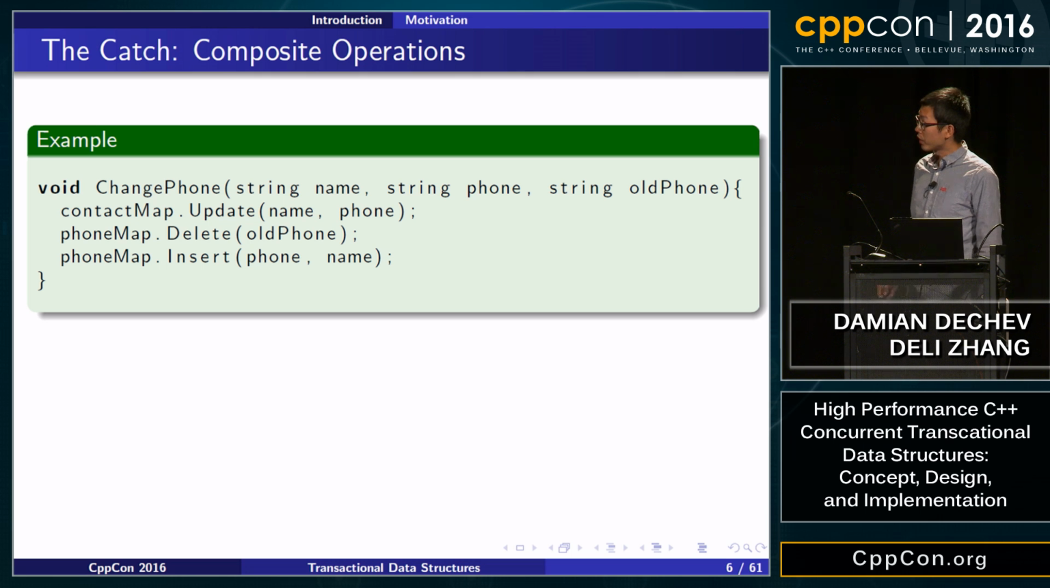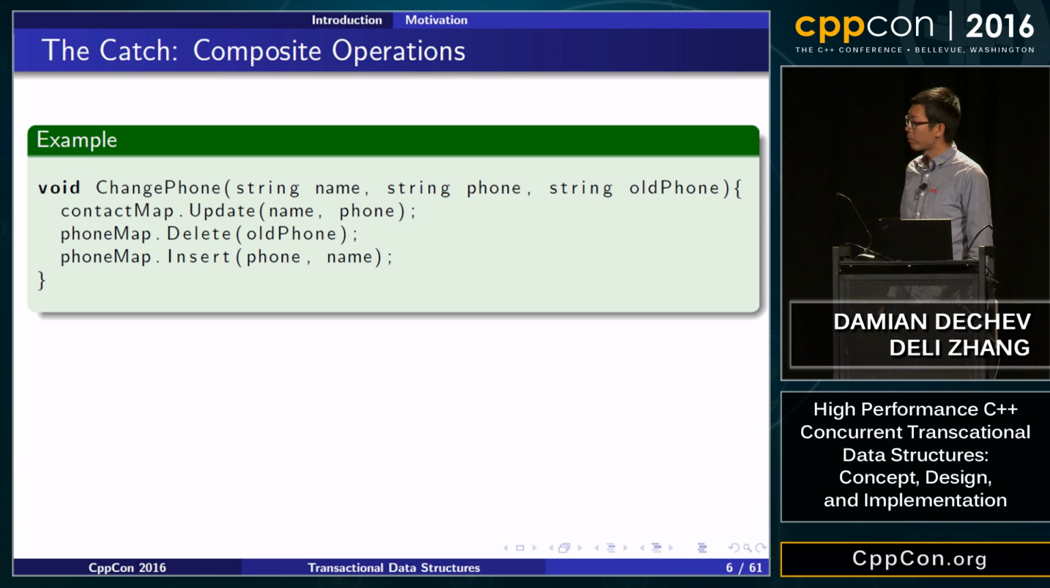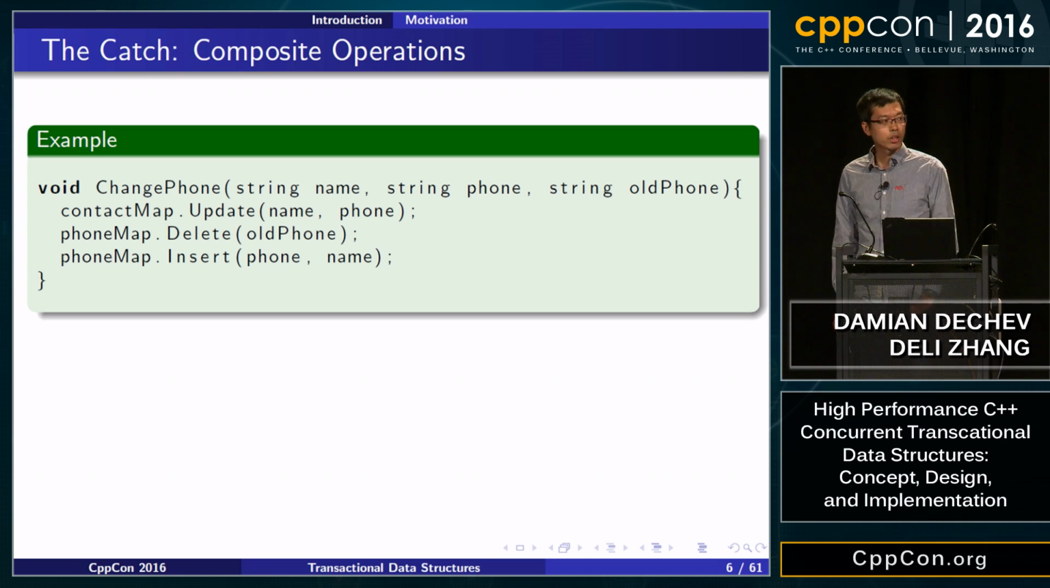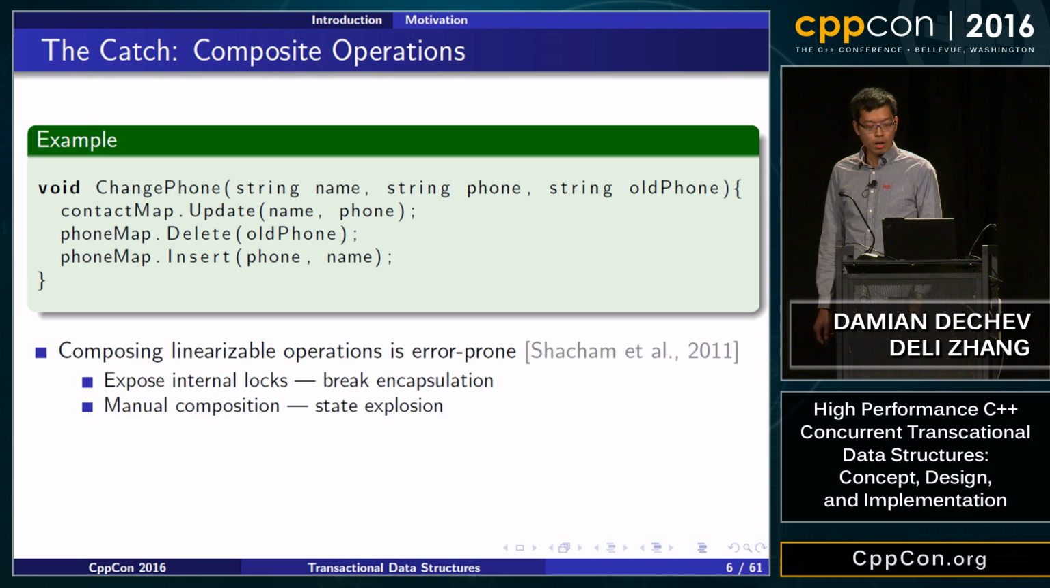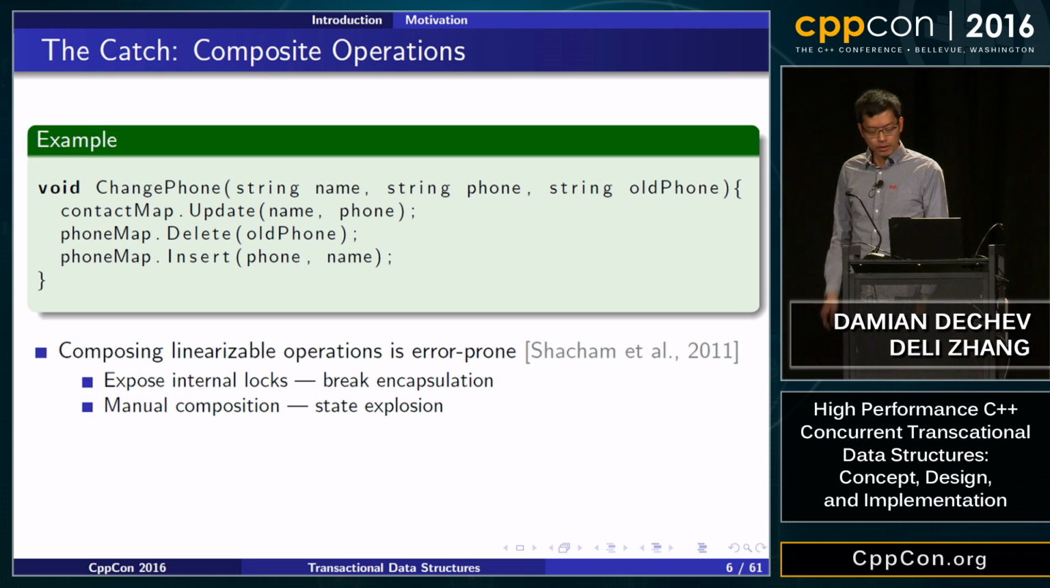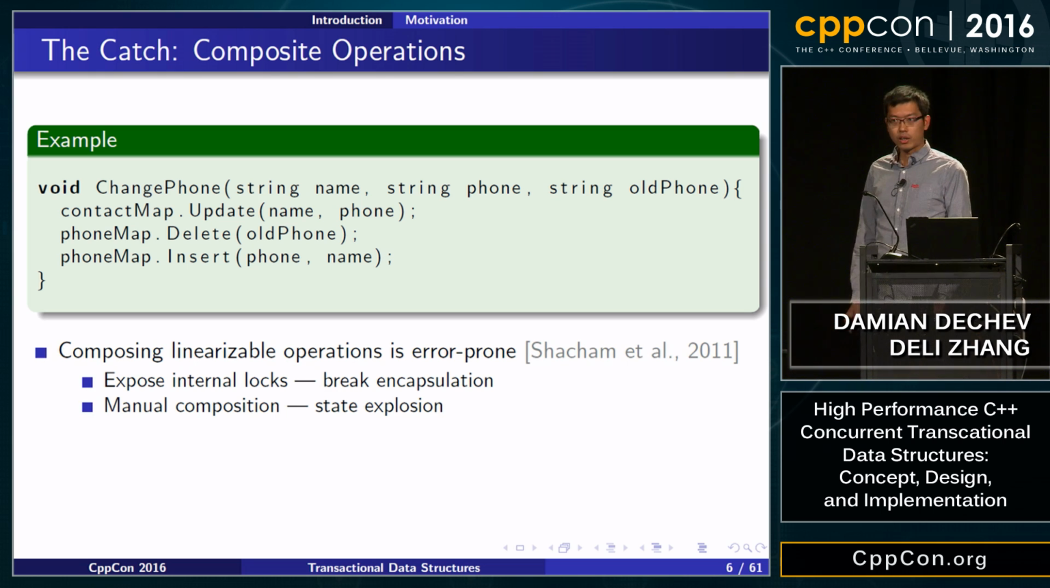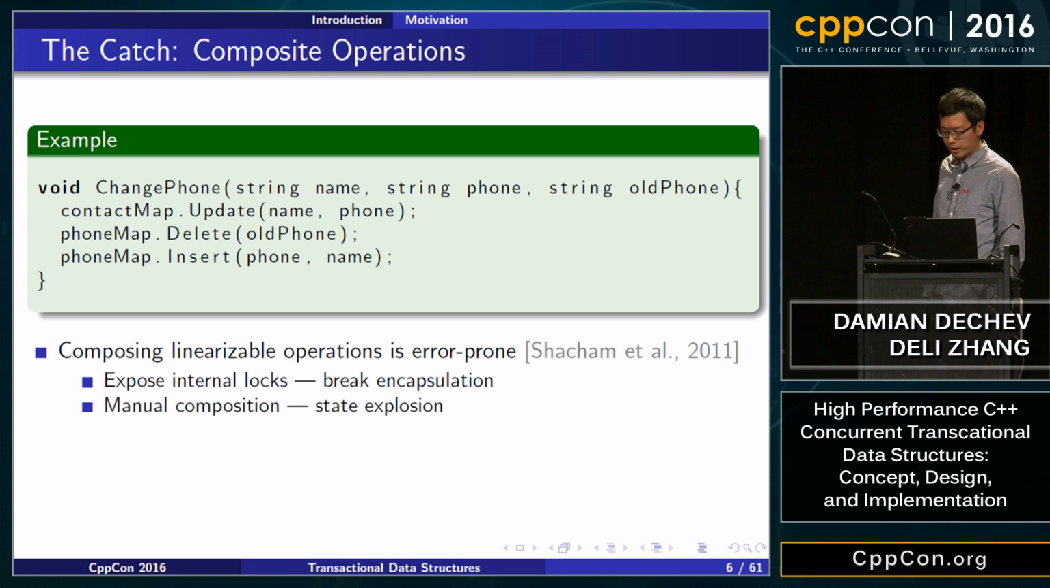If you want to update a phone number, then what you do is you update the entry in the contact map, delete the old entry from the phone map, and insert a new entry. All of this has to happen in one atomic step, but concurrent data structures don't readily support this kind of transaction. The problem is that linearizable operations are still not composable, and many programs are not aware of this issue.